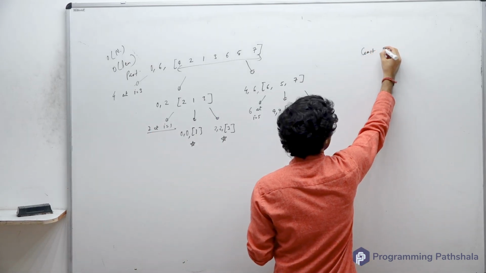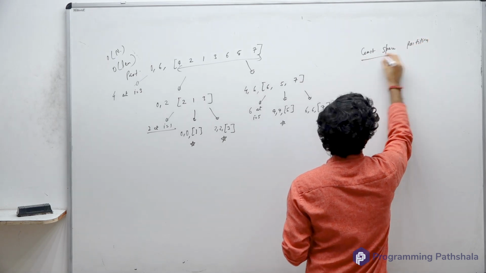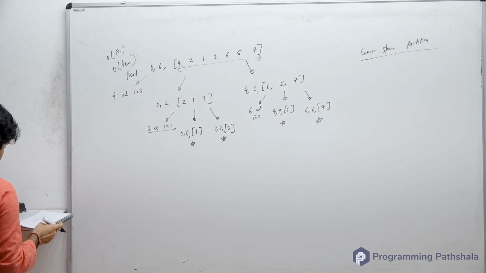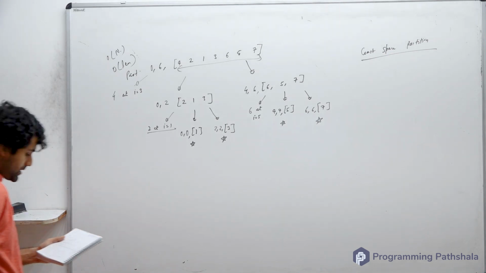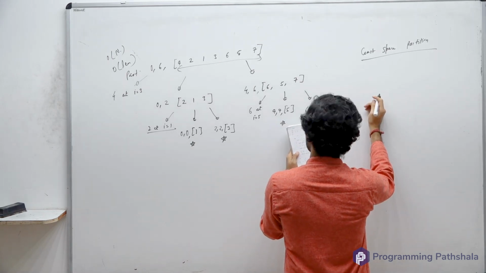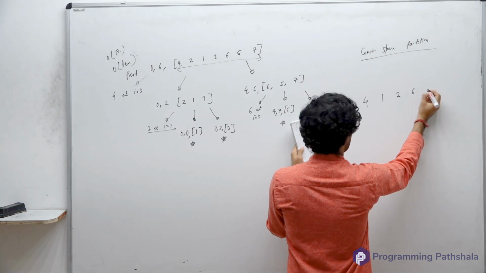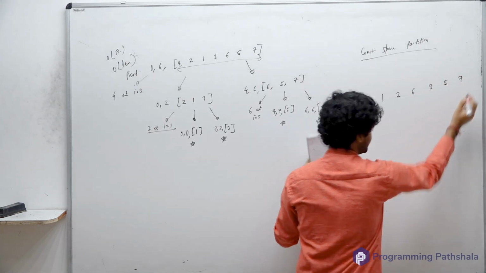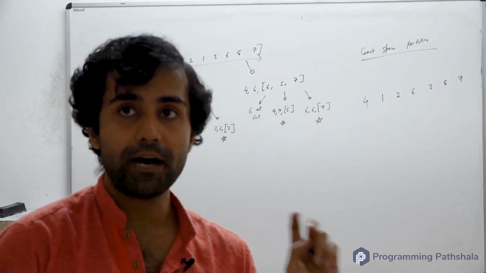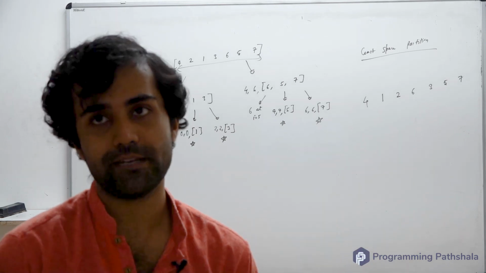Constant space partition is what we are going to understand. Just think of it in this way. Let me take any random array, a new one for simplicity's sake: 4 1 2 6 3 5 7. The first thing to keep in mind is, do not mug up this concept that my pivot element will always be the first element.